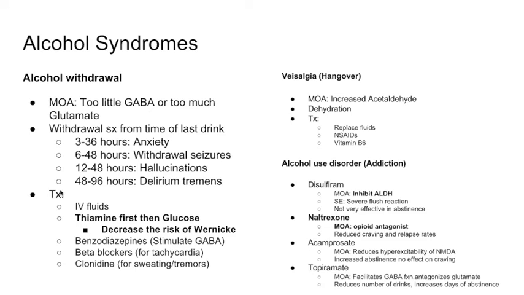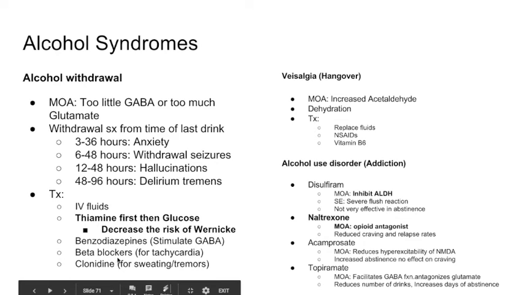Treatment of alcohol withdrawal is IV fluids because these patients tend to be dehydrated. Second thing is that you give thiamine first, then glucose. And the reason for that is to decrease the risk of Wernicke encephalopathy and to decrease the risk of hypoglycemia. Third, which is pretty much the cornerstone of treatment, you give benzodiazepines, and that's just to stimulate GABA.